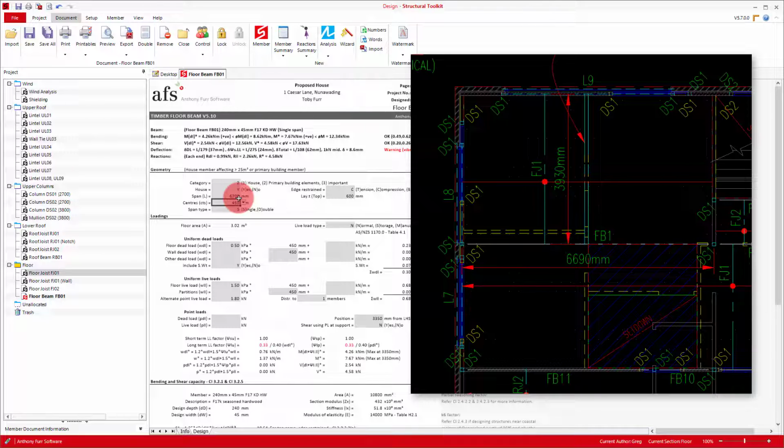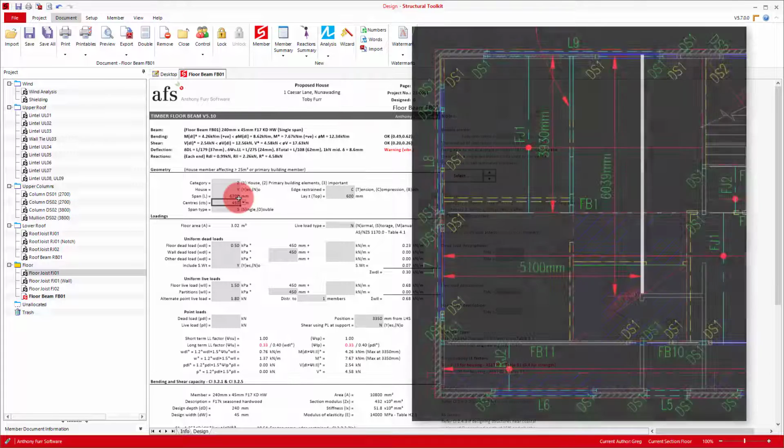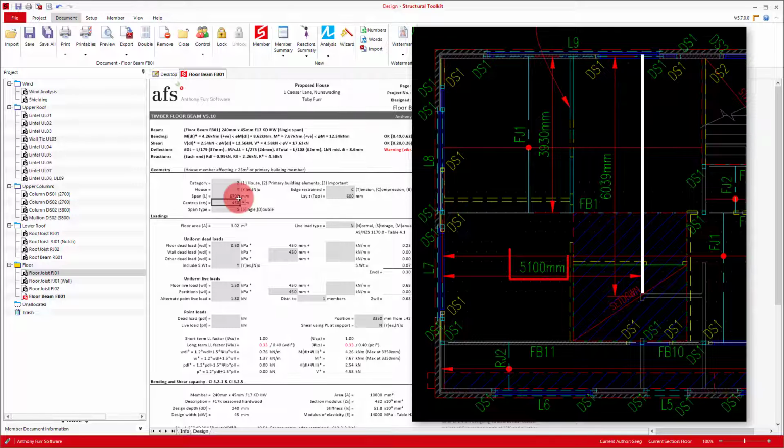In our case, one option we have is splitting this long beam up by providing a perpendicular beam that lands on L9 in the north and the corner of this internal wall next to the kitchen. This will reduce our FB1 span down to 5,100 and likely reduce the beam required by a few sizes.